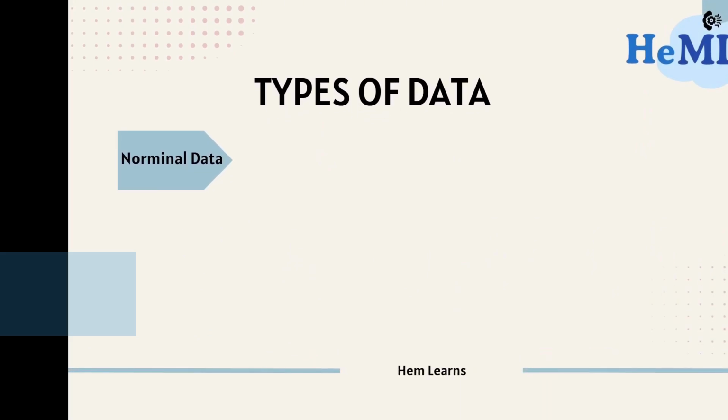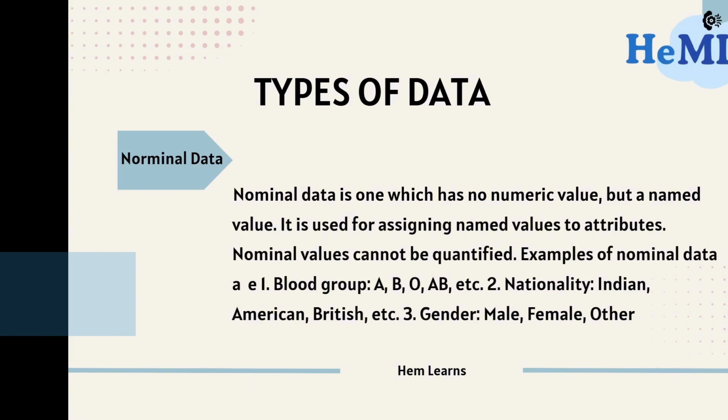Nominal data. Nominal data is a type of qualitative data that represents labels or names. There is no order and no numeric meaning. For example, blood group, gender, nationality. You cannot sort them meaningfully. They just represent categories.